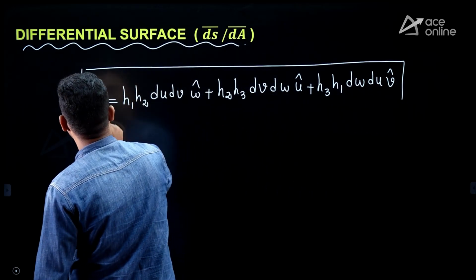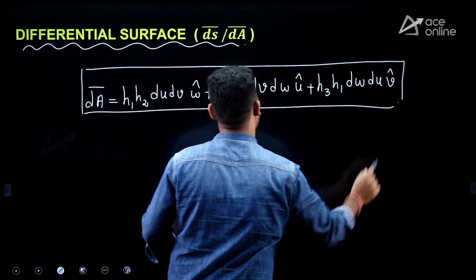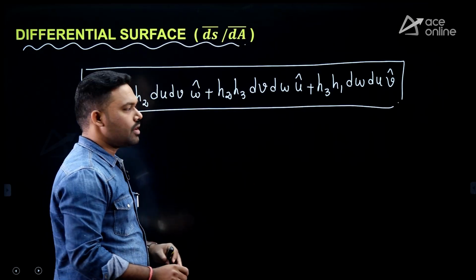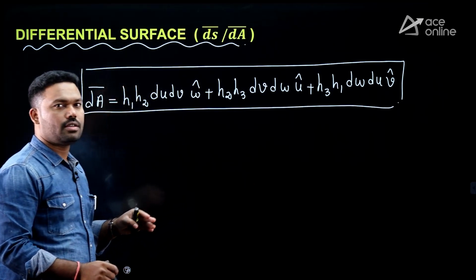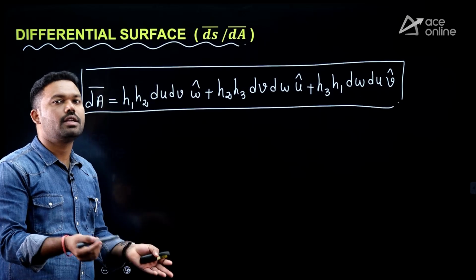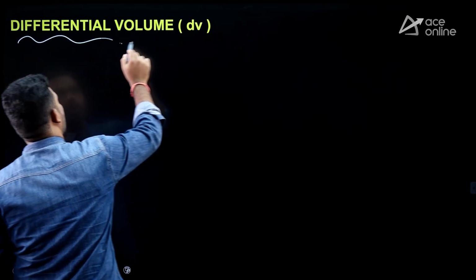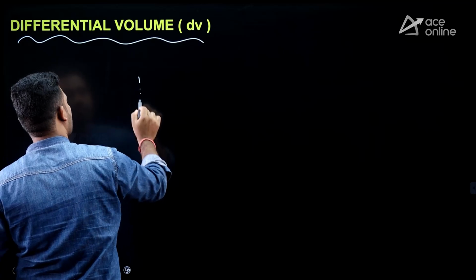So there is some rhythm in this equation. What is that rhythm? h1 h2, h2 h3, h3 h4, h3 h1. Accordingly, you can modify it; you have to expand this one to the Cartesian, cylindrical and spherical. Clear, guys? Next, volume, differential volume.